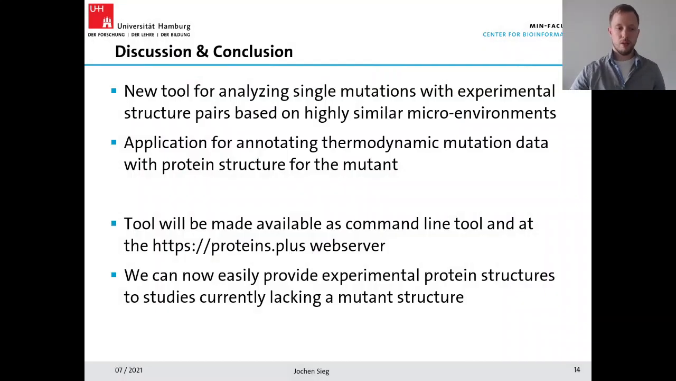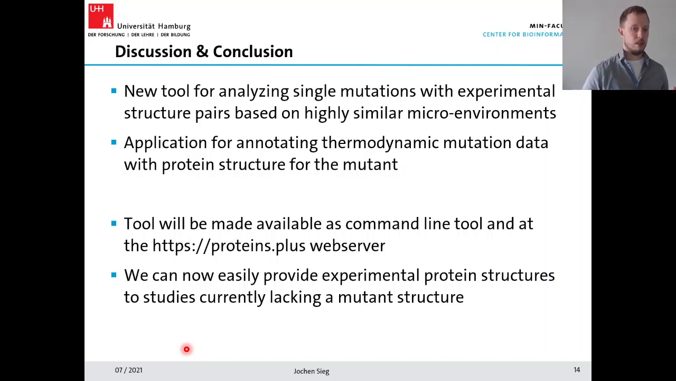And with this, I want to come to the discussion and conclusion of my talk. We have here proposed a new tool for analyzing single mutations with experimental structure pairs based on highly similar microenvironments. We have also seen a first application for this new tool to annotate mutant structures to thermodynamic mutation data.